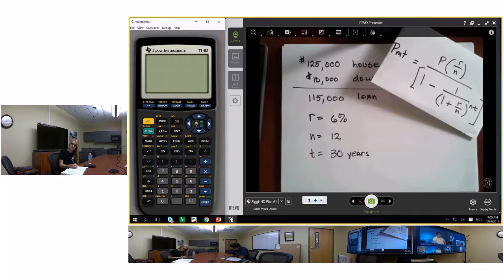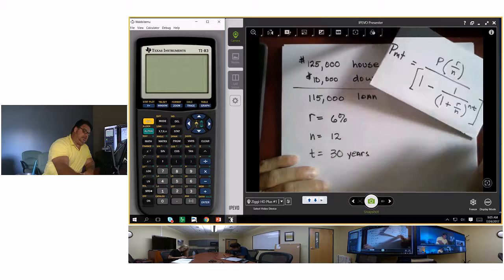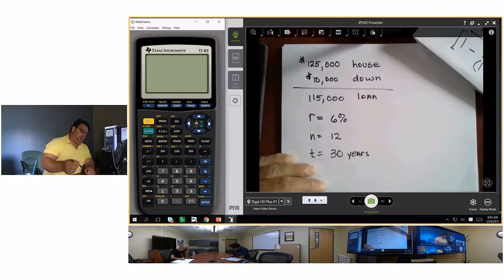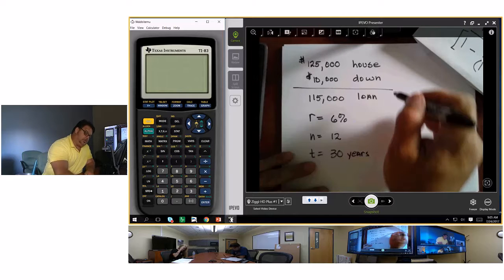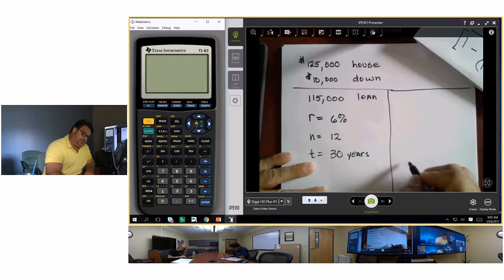Now, the question I'm going to give you will ask this, and then it's going to ask you, what about the same house at T is equal to 15 years?